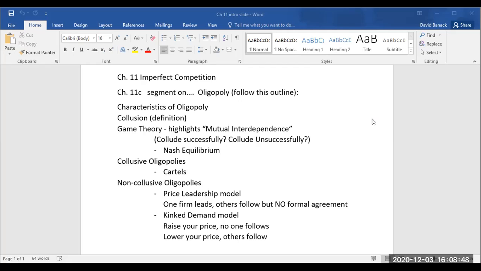In this segment, we look at the second model of imperfect competition, and that model is called oligopoly. So what we're going to do is look at characteristics. How is oligopoly different from monopolistic competition? We're going to talk about what collusion is. That's a significant trait of oligopolies at times, although it is illegal. And we're going to cover something called game theory, which highlights one of the characteristics of oligopoly, which is mutual interdependence between the players. Then in the next segment, we'll go on to collusive and non-collusive oligopolies.